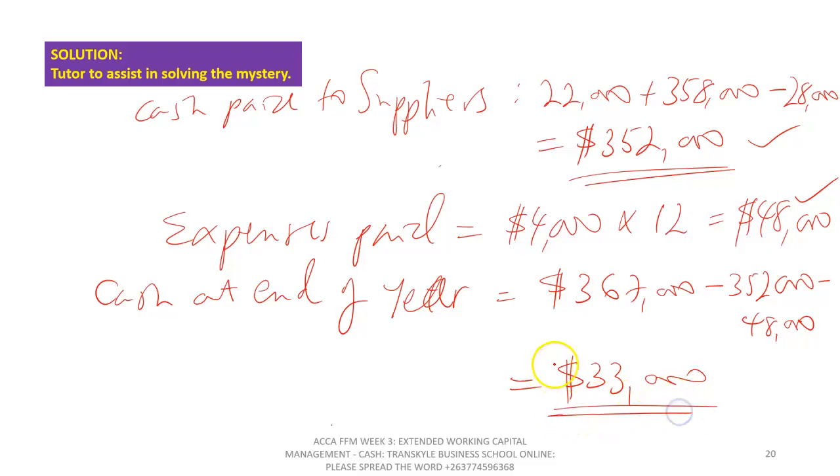So we are left at 33,000. And this one is in negative. Remember, it was a negative figure. So you can just say negative 33,000, or simply say 33,000 overdrawn. Okay, $33,000 overdrawn. Is that clear? So we are in overdraft position.